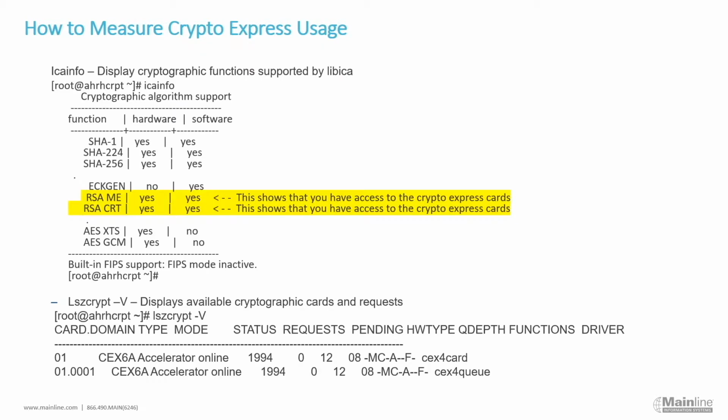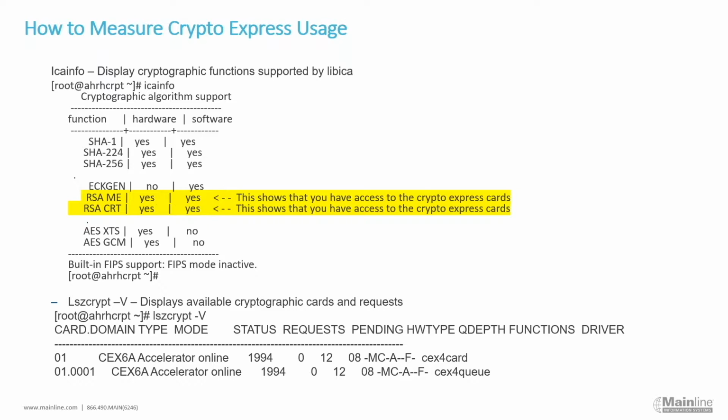I'll go through a little bit about how to display usage and see if you've got things configured properly under Linux here. There's a couple different commands you can use. There's the icainfo command, which will show you which functions can be executed as far as hardware and which ones are done in software. What you're looking for here, I've highlighted in yellow. When you see the RSA-ME and RSA-CRT, you'll know that you've got access to the actual crypto cards themselves.